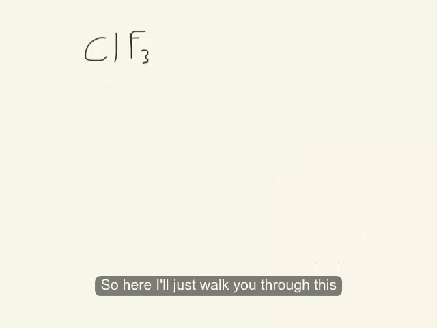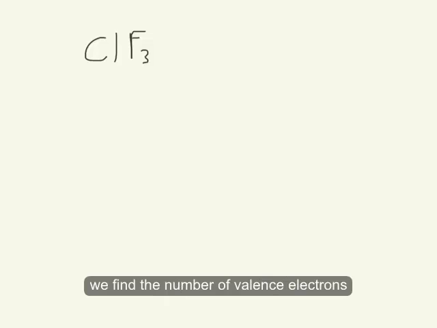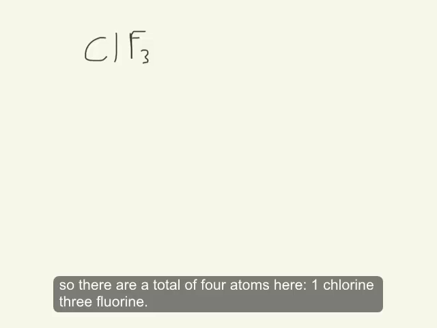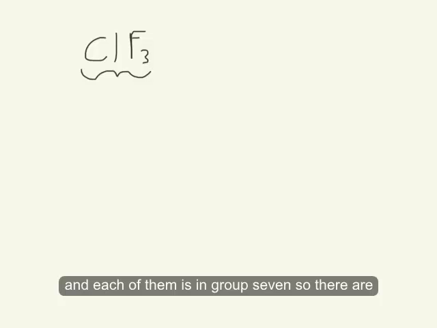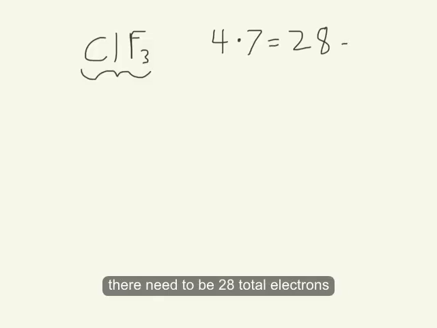So here I'll just walk you through this Lewis dot structure of ClF3. So as usual, find the number of valence electrons. There are a total of 4 atoms here, 1 chlorine, 3 fluorines, and each of them is in group 7. So there are 4 atoms, each with 7 electrons. There need to be 28 total electrons.